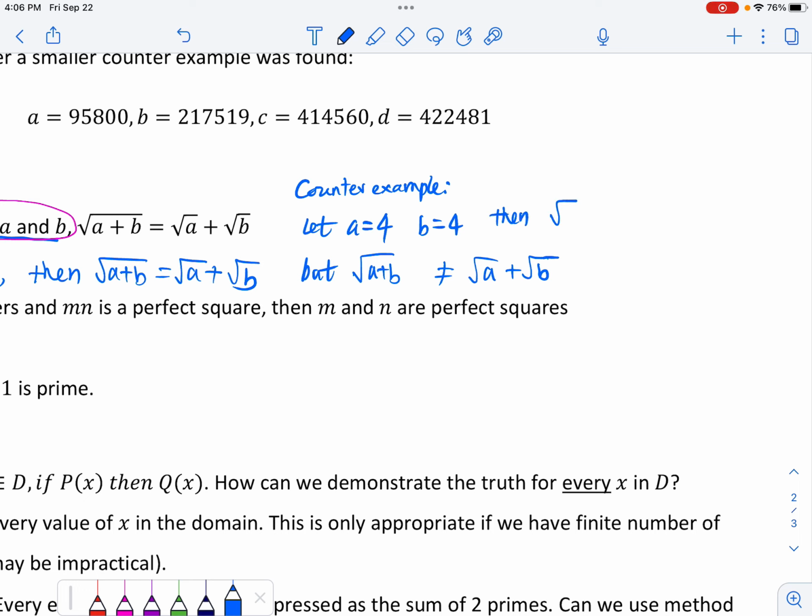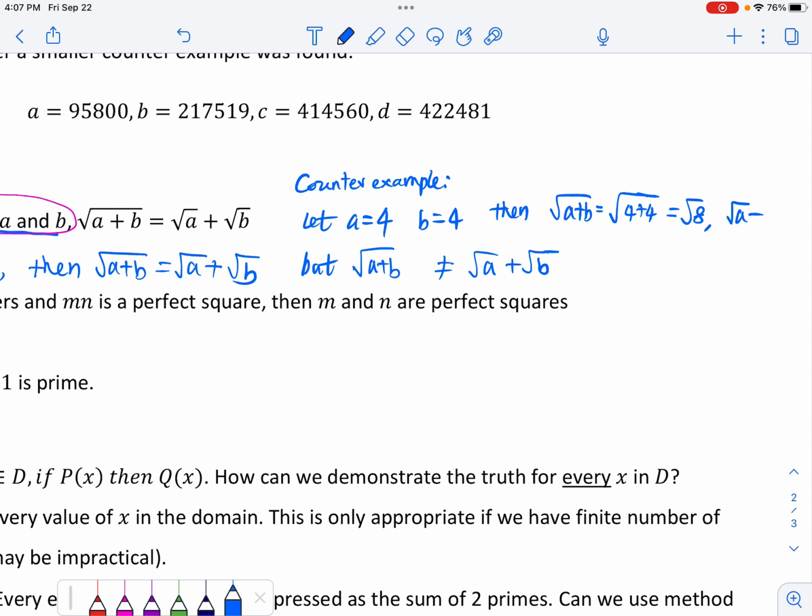Then square root of a plus b will be square root of 4 plus 4, which is square root of 8, right? And square root of a plus square root of b is equal to square root of 4 plus square root of 4, which is 2 plus 2, which is 4. Then you can see that square root of a plus b is not equal to square root of a plus square root of b. This counts as a counterexample.